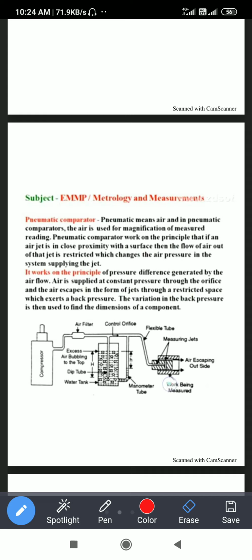This is the work head for measuring, and this is the workpiece. If the workpiece has no obstacle, you can see the air escaping outside. If there is an obstacle, the gauge head does not move forward, and the air enters again through this jet by means of the flexible tube and pressurizes the manometer, whatever water is in the manometer at the downside. You can see over here a small h is given, which is the difference of the manometer, and the dip tube is there. Dip tube means the tube through which the air is supplied.